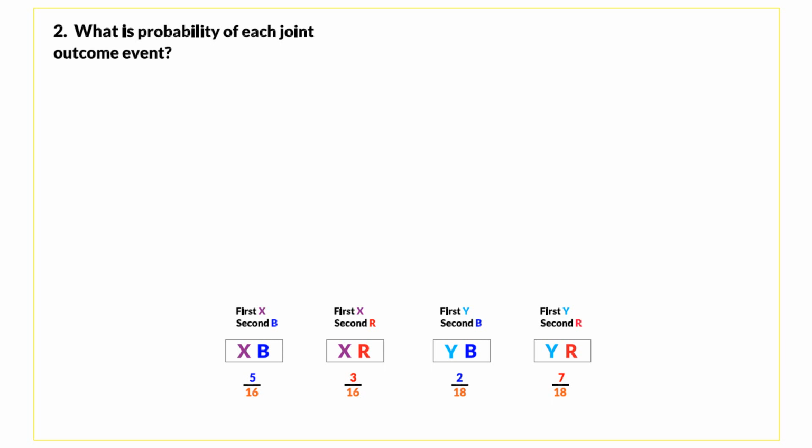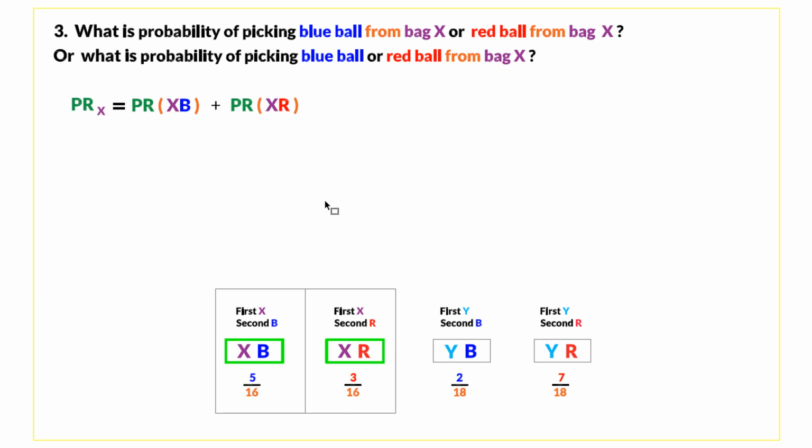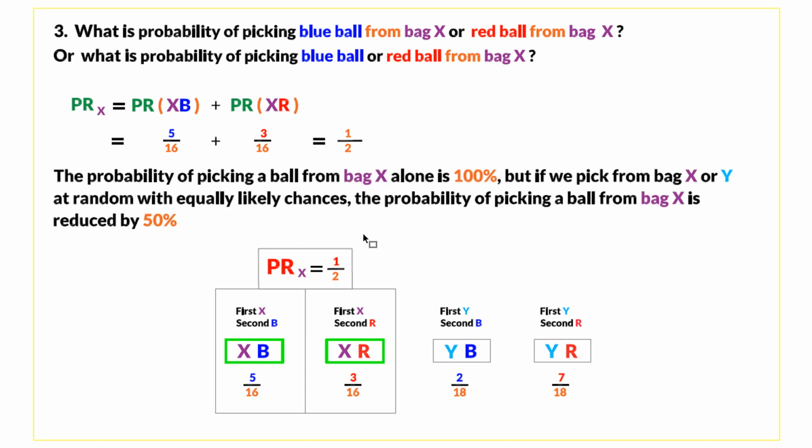Now let's go to question number 3. What is the probability of picking blue ball or red ball from bag X? So we may either pick blue from bag X or red from bag X. So we have these two events, we highlight them, and we add their probabilities together, and we get 0.5. So now we have to conclude that the probability of picking blue or red from bag X is only 0.5. And we have this very important conclusion.